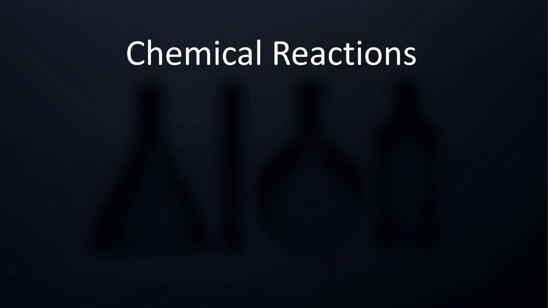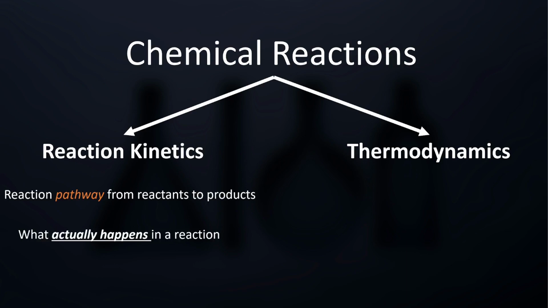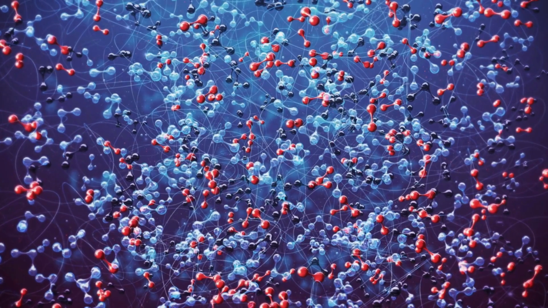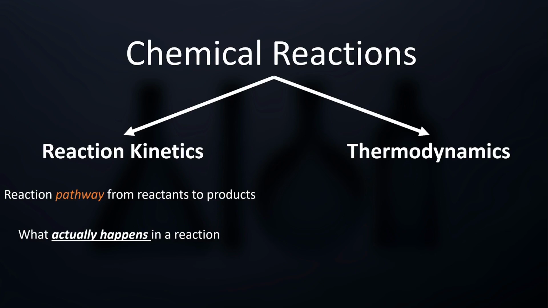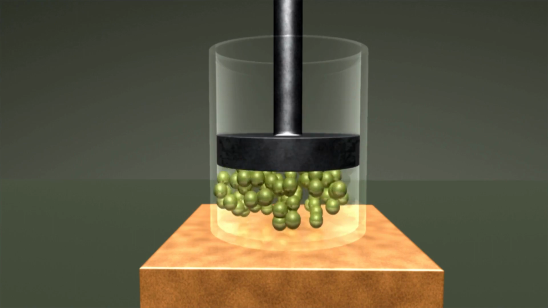The study of chemical reactions falls under two main branches: reaction kinetics and thermodynamics. Reaction kinetics focuses on the pathway from the reactants to the products. In other words, it cares about what actually happens in a reaction. On the other hand, thermodynamics deals with the energetics of both the products and the reactants. In other words, it cares more about what theoretically can or should happen in a chemical reaction.